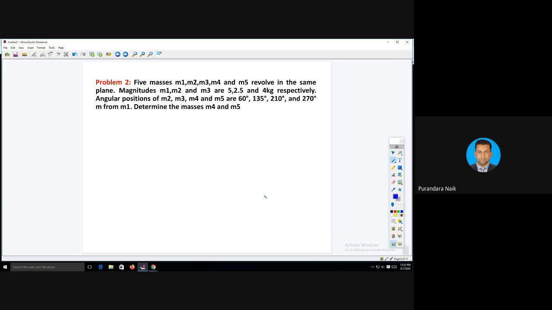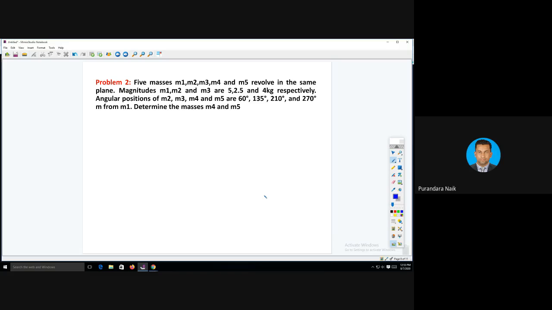from M1. Here the angular positions of masses M2, M3, M4, and M5 with respect to M1 are 60 degrees, 135 degrees, 210 degrees, and 270 degrees. Here the reference mass is M1. All the angles will be taken from M1. So that's why you need to take M1 along the positive x-axis, 0 degree angle. With respect to that, we need to consider all other masses.